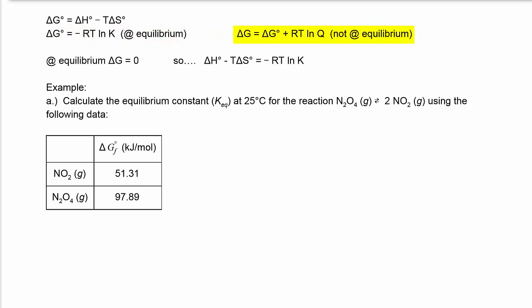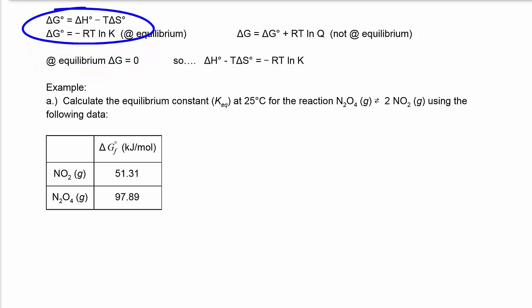This formula right here is not on the reference sheet, but I did want to let you know another way to calculate delta G not at equilibrium. This is at equilibrium, and I know that because K is a constant at equilibrium. But if it's not at equilibrium, we're going to use Q instead of K. And the new delta G is simply delta G naught plus the ideal gas constant times T times the natural log of Q. So at equilibrium, delta G is equal to 0.